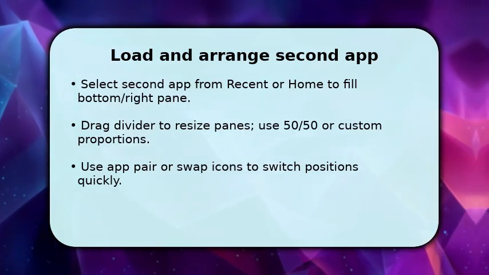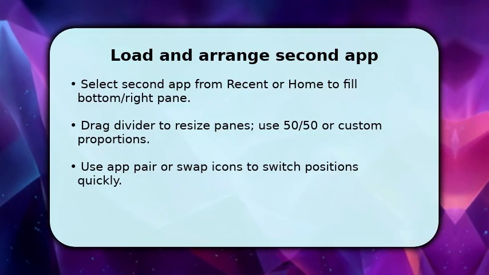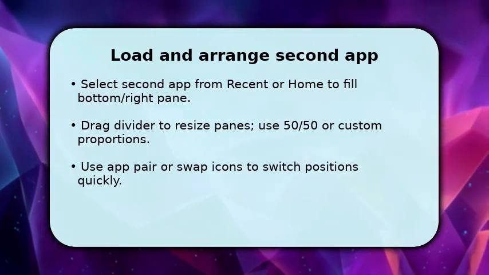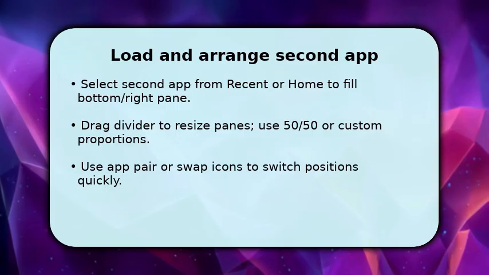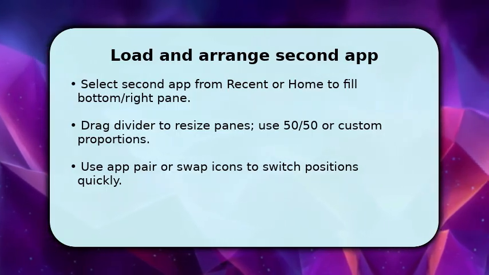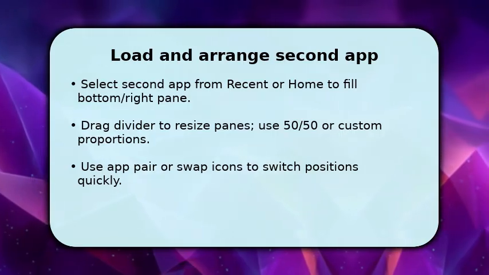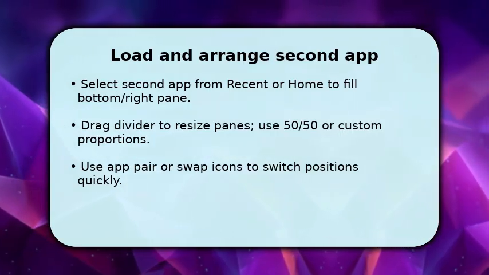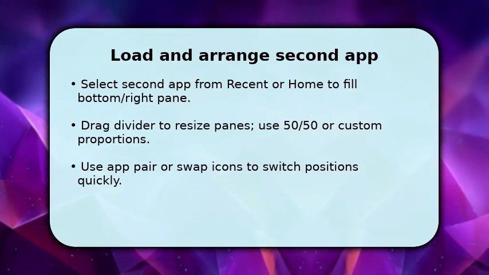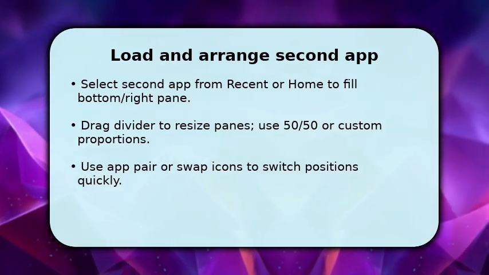Make sure to drag the central divider to resize the panes to about 50/50 or any custom width you need, because different tasks require different proportions. If you plan to reuse the pair, save an app pair if your Poco supports it. Also use the swap button or drag icons to reverse positions without restarting split screen.